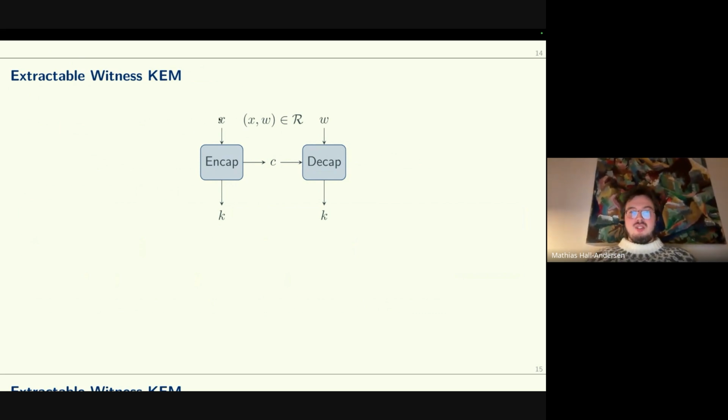So what does a witness KEM take? Well, it takes a statement, and there's an encapsulation algorithm, and the encapsulation algorithm outputs some ciphertext, or encapsulated key, and then outputs the actual key. And then there's a decapsulation algorithm that takes a witness and ciphertext and recovers the same key. Obviously, I can build extractable witness encryption by just stretching this K.